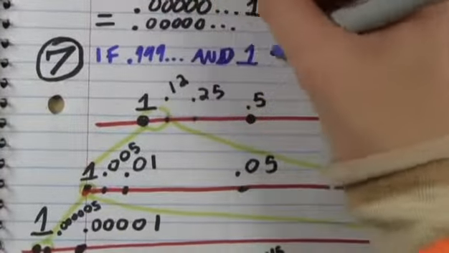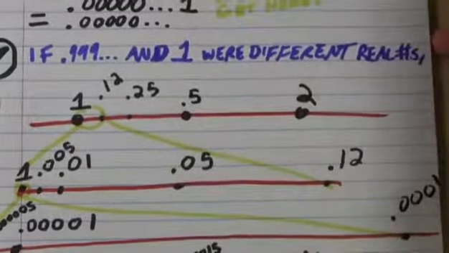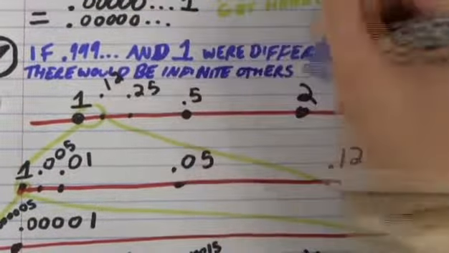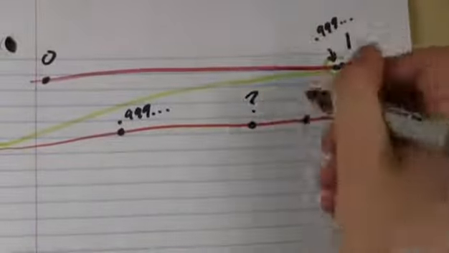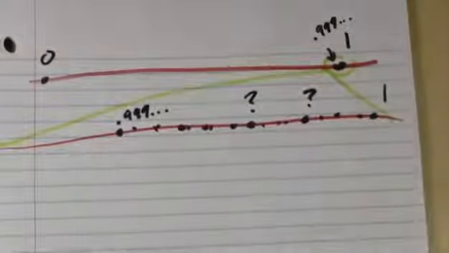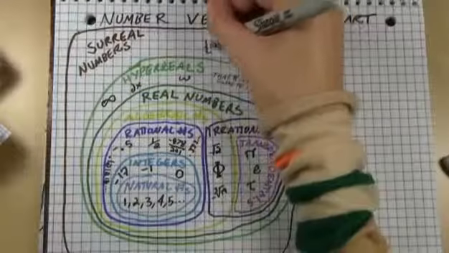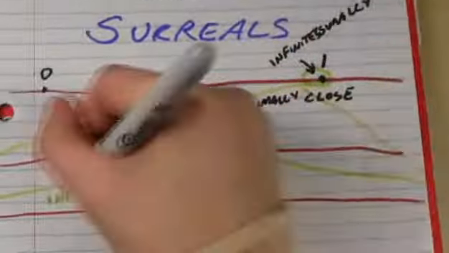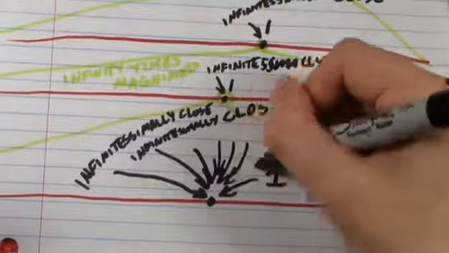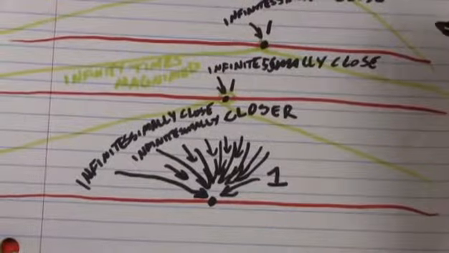If 0.9 repeating and 1 were different real numbers, there would have to be infinite other real numbers between them. If you can't name a number higher than 0.9 repeating, but lower than 1, it can only be because 0.9 repeating is 1. If you don't like it, well, go to college and learn about hyperreals, or better yet, surreals. That's a system where you can have a number that's infinitely close to 1, but not 1. But even weirder, there's infinity more numbers that are infinitely even closer.